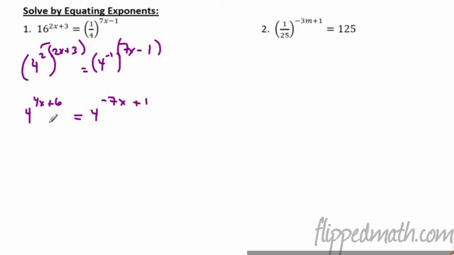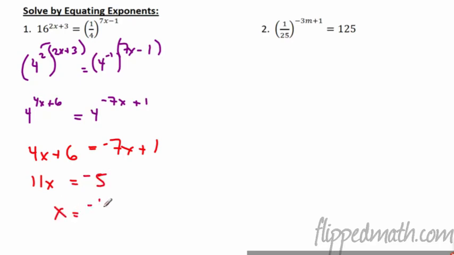So what do we do then? Well, we can set the exponents equal to each other. So 4x plus 6 equals negative 7x plus 1. We can add 7x to each side. That'll give us 11x on this side. We subtract 6 from each side. We're going to get negative 5. And then we'll get x equals negative 5/11. Hopefully you didn't get lost in my Algebra 1 skills.